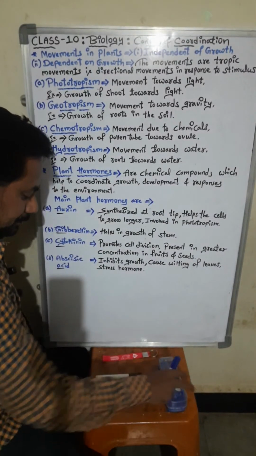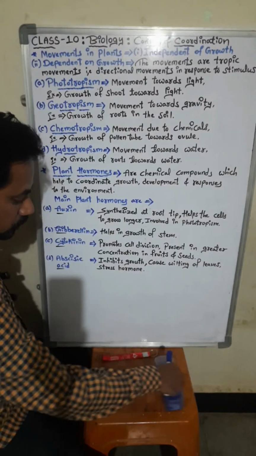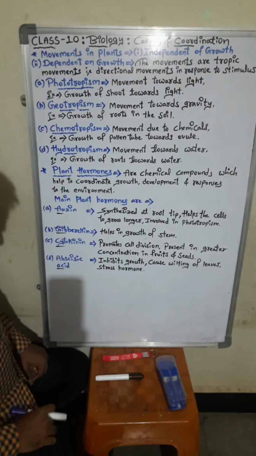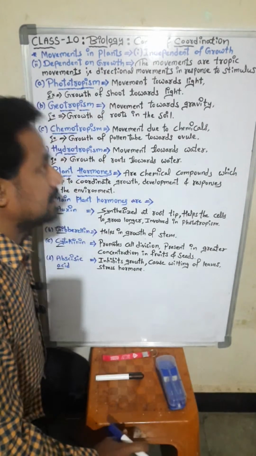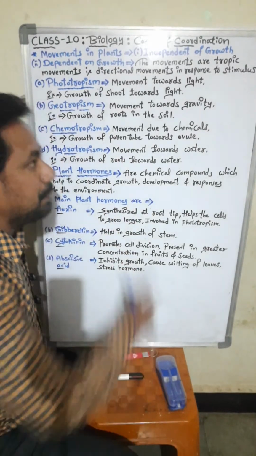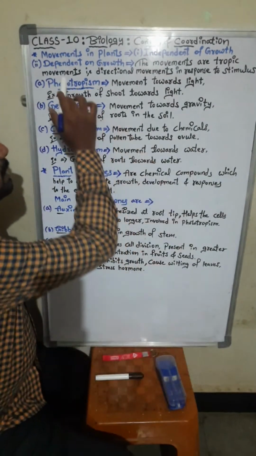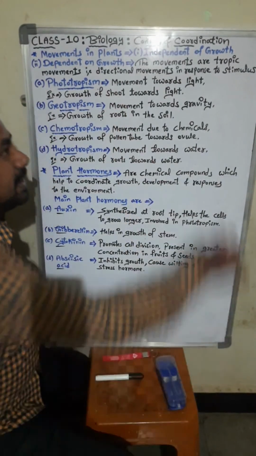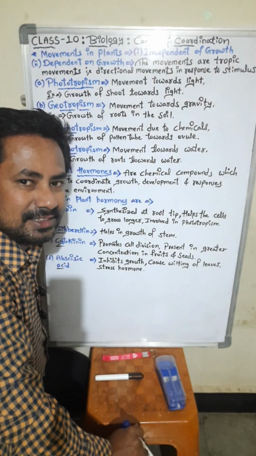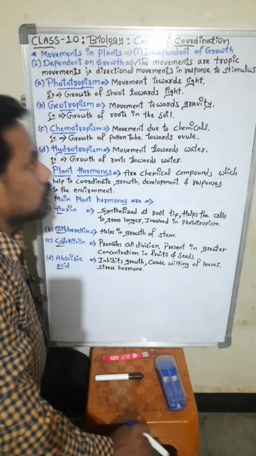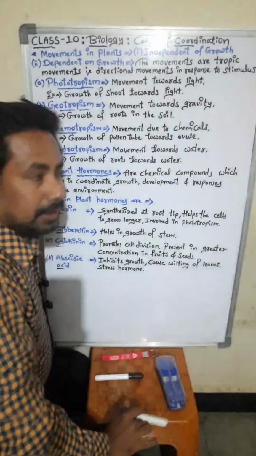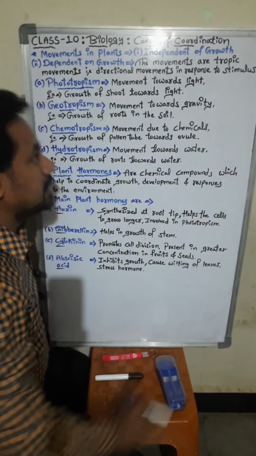So students, let's continue the topic movements in plants. As we have already started the topic movements in plants, movements in plants are of two types. Yesterday we saw independent of growth, and the other is dependent on growth. The touch-me-not plant, Mimosa pudica, is an example: there is movement but no growth. That is known as independent of growth.